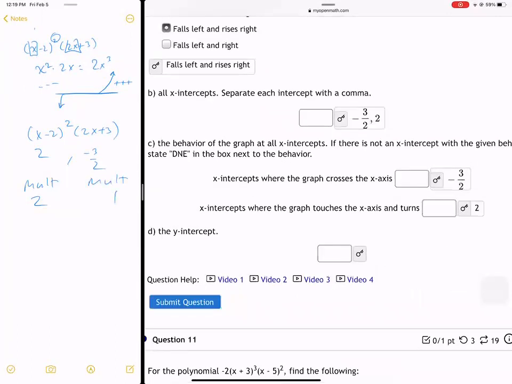And the last part, what's the y-intercept? All you have to do is plug in 0. That's negative 2 squared times 3. That's 4 times 3, which is 12. Okay, so you will be going through questions like this. I'm going to remove some of these questions. There are too many, so I'm going to get rid of some of these.